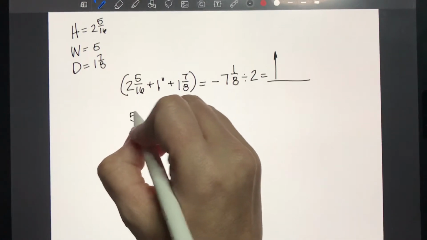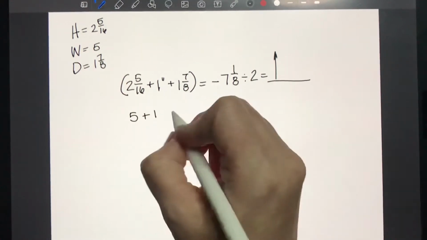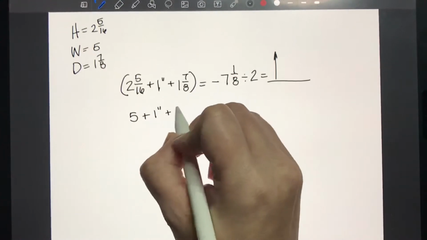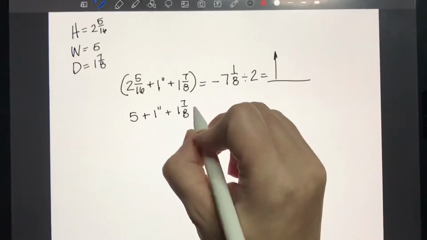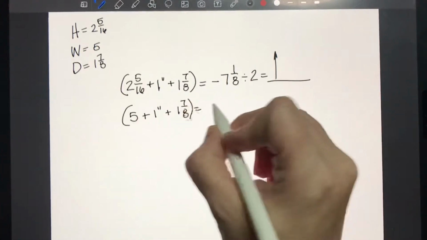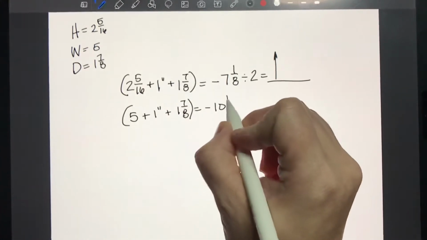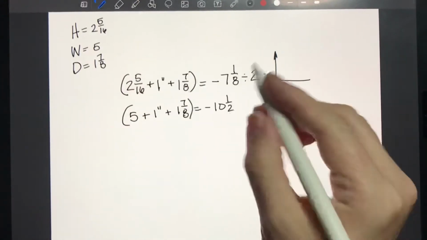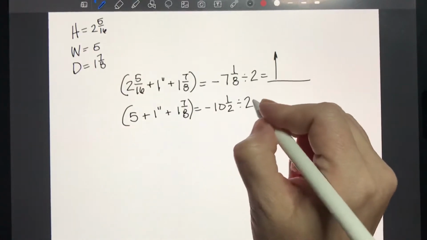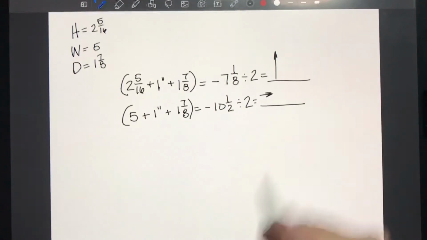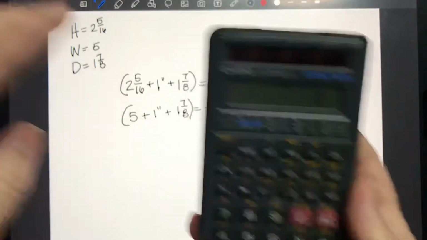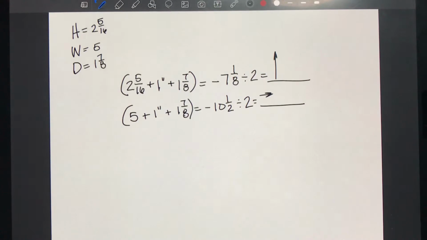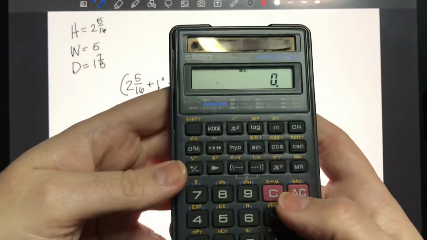Our second formula is the width plus the 1-inch spacing plus the depth. Whatever that equals, minus 10 1/2, which is our drawing space from side to side. Divide that by 2, and that's our offset from the side. If you're using one of my calculators, you have your fraction button. You can convert everything to decimals. Remember, AutoCAD doesn't care whether you use decimals or fractions.